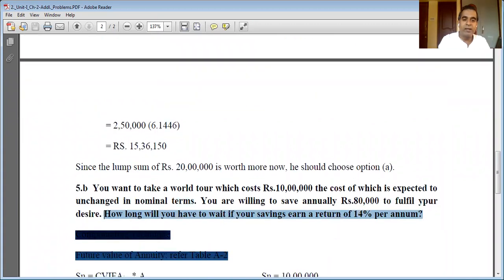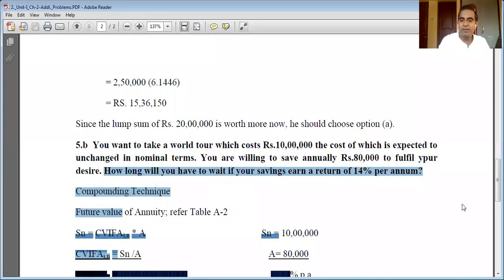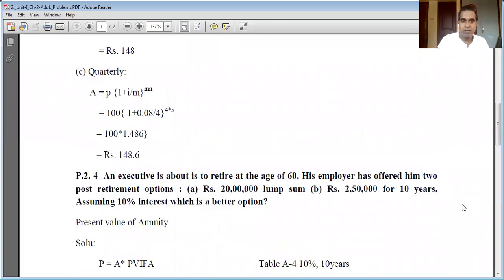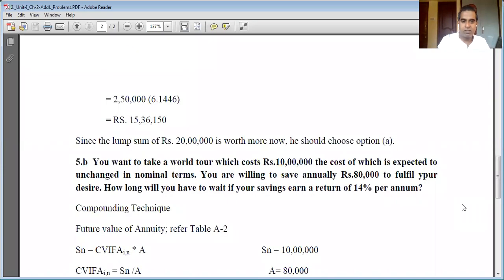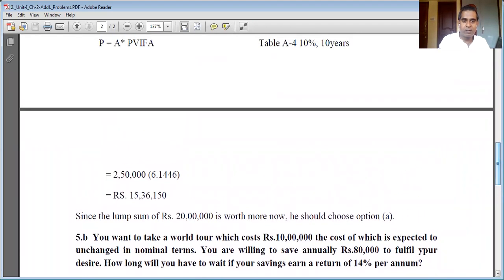So see what they have asked you. How long will you have to wait if your savings earn a return of 14% per annum? How long will you have to wait to take that world tour if your savings earn a return of 14% per annum?